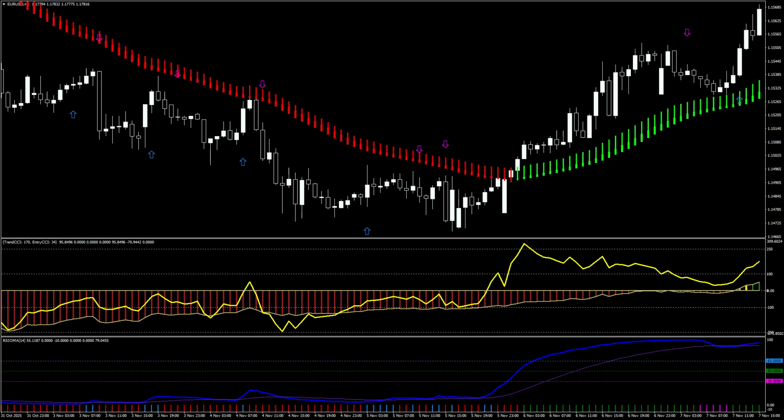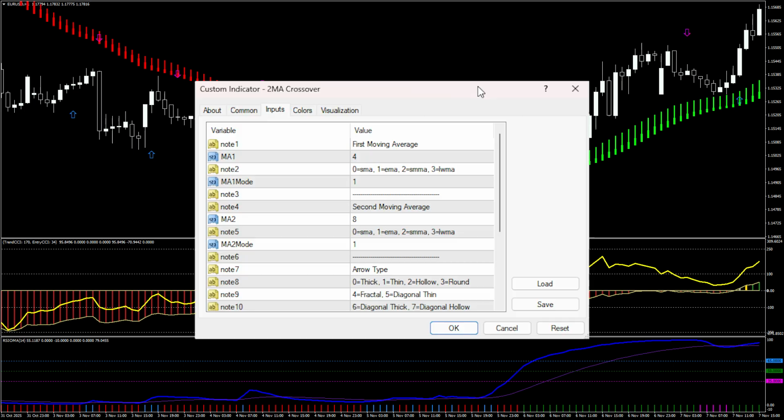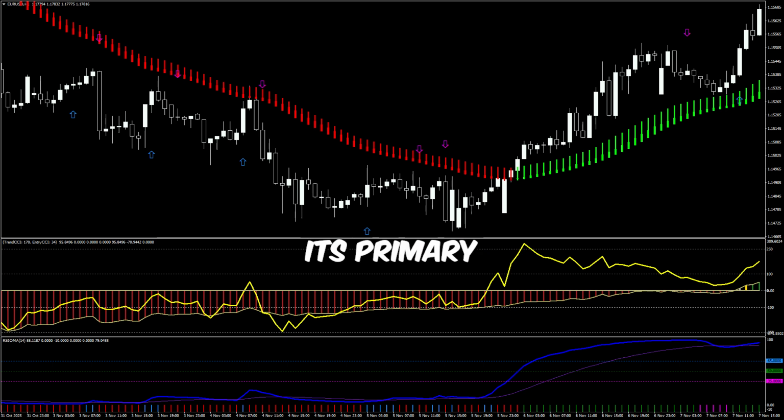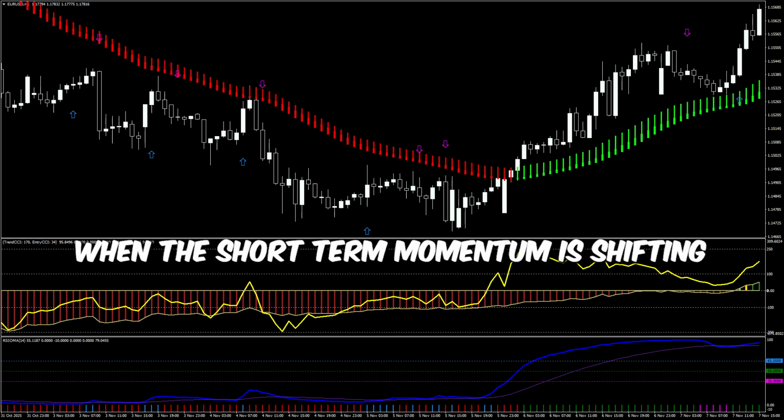Now, let's check our first indicator on the chart. We are using the default settings for this indicator. You can change moving average types and each moving average's value, but I leave default. This is the moving average crossover, and it serves as one of the signal triggers for this strategy. Its primary job is to alert us when the short-term momentum is shifting.